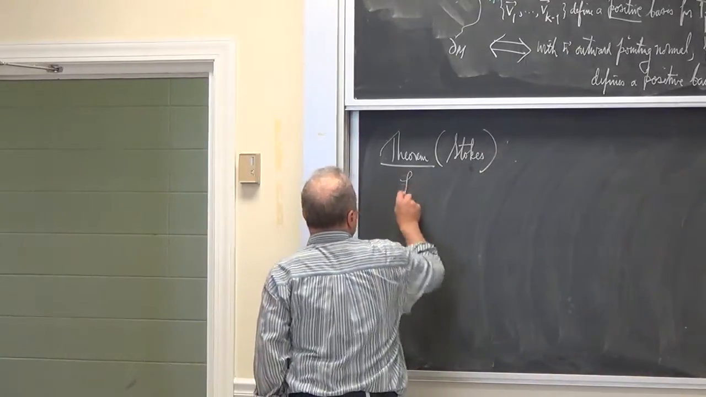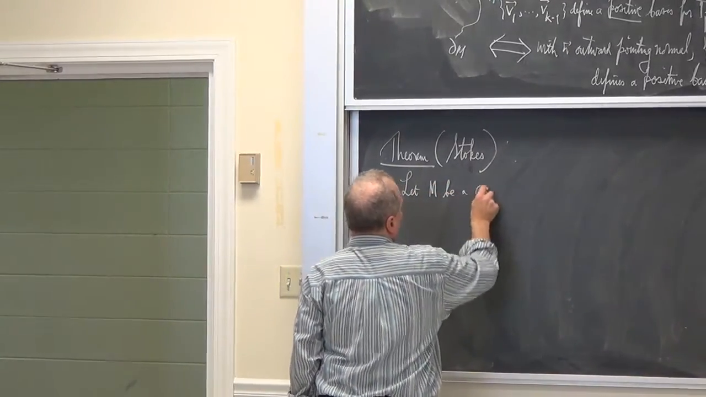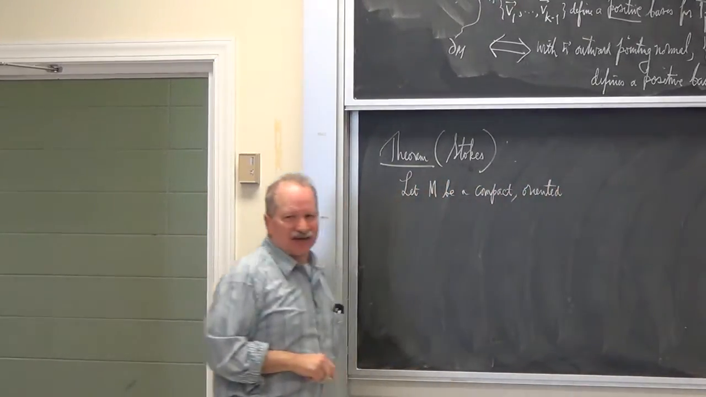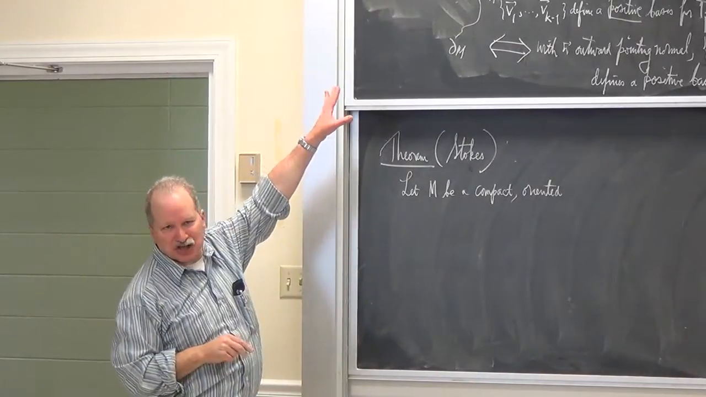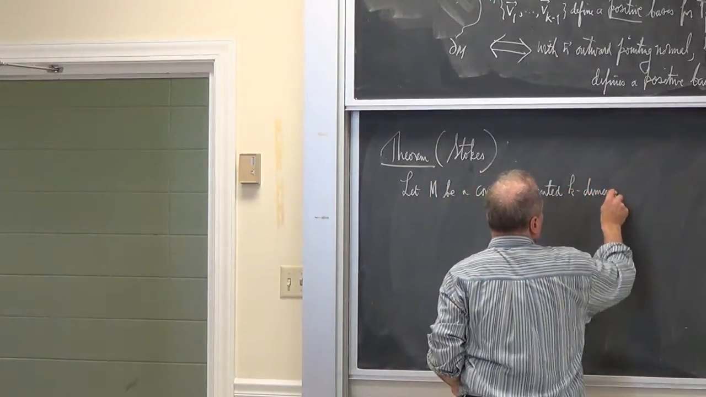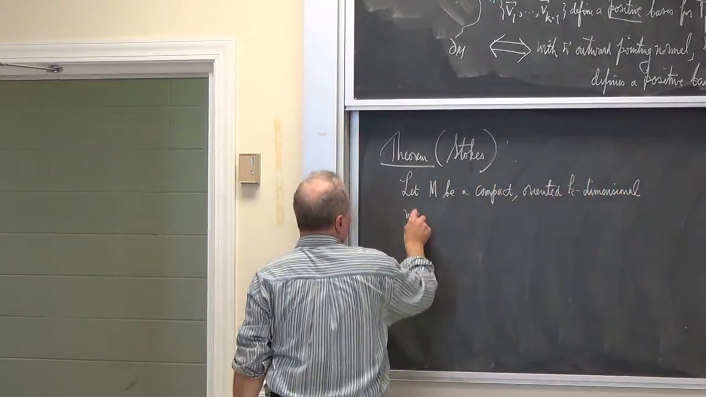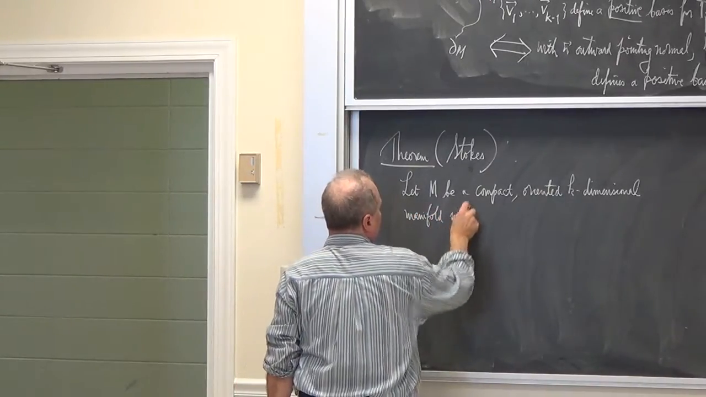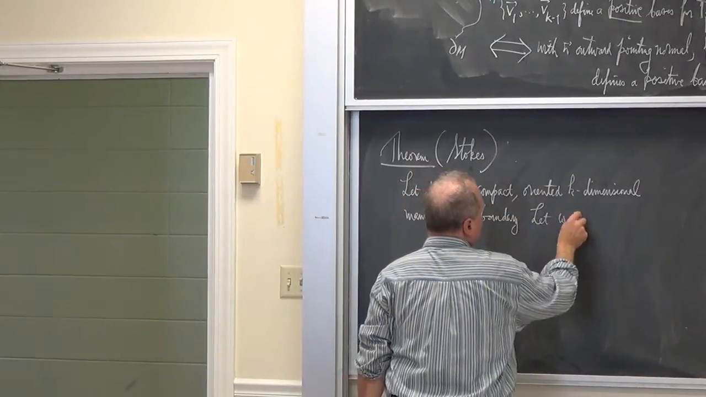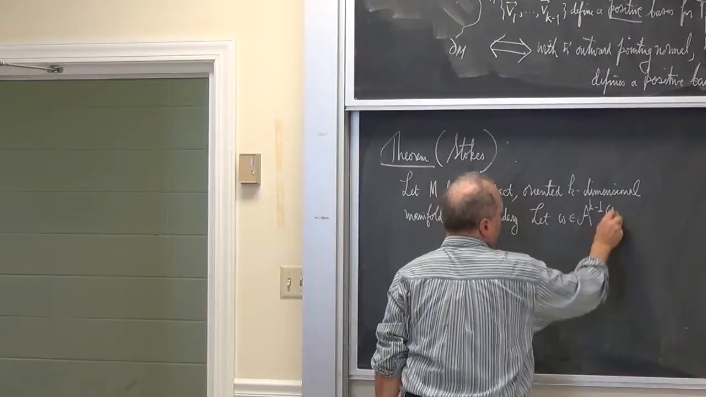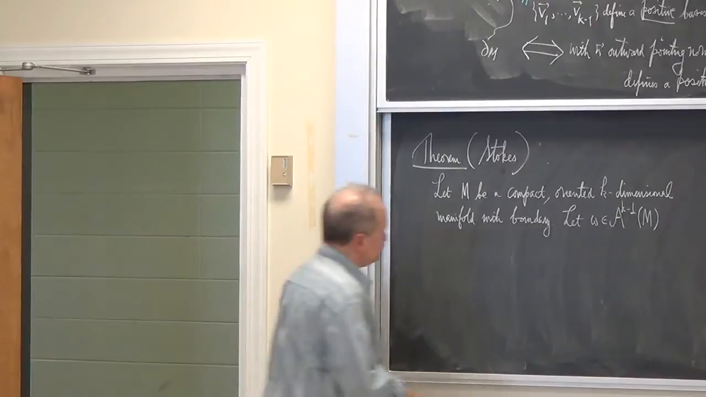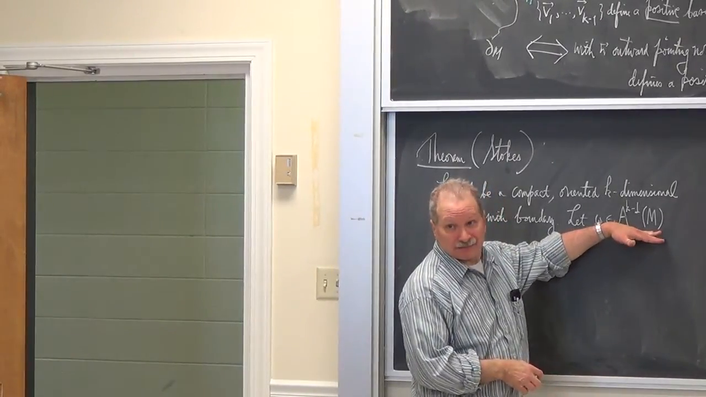So the theorem is this. Let M be a compact, oriented, okay, so I've provided an orientation, k-dimensional manifold with boundary. Let omega be any smooth k-1 form on M. So it has to be smooth on all of M. That's important.